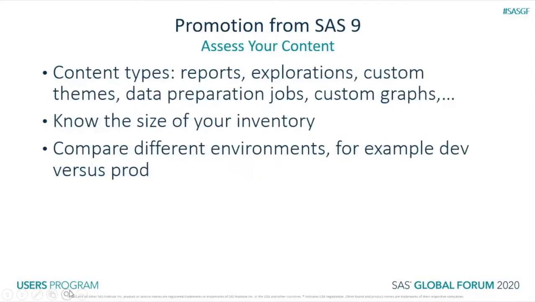First of all, you should look at your inventory and what you currently have in stock. What content types do you have to convert? Are there reports, explorations? Are you using custom themes? Do you use data preparation jobs or custom graphs in your reports? What's also important is knowing the size of your inventory. So are we talking about 15 reports or are we talking about several hundred reports? You can also compare different environments, for example, a dev environment versus a prod environment.